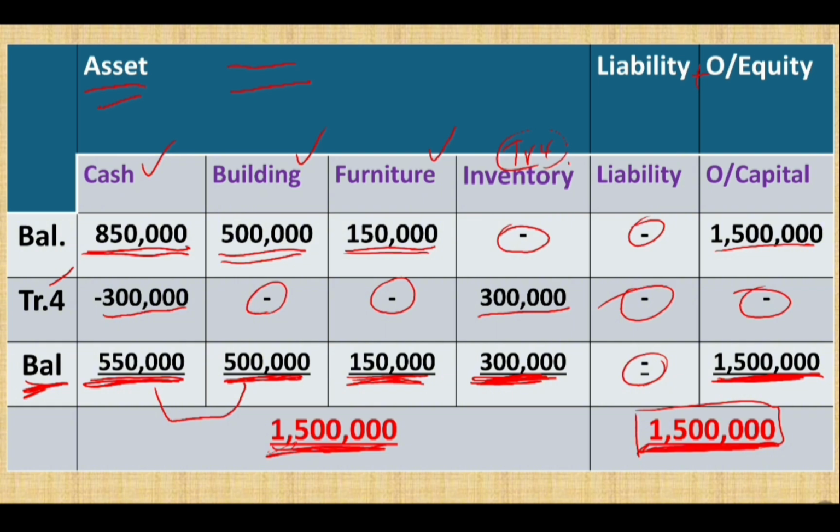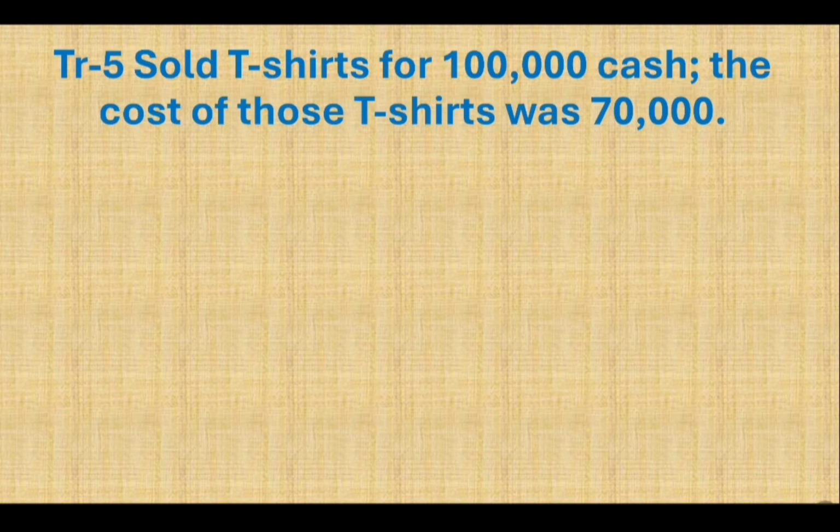So the total liability plus owner equity after transaction 4 is 1,500,000, whereas the total asset of the company after transaction 4 is the sum of cash plus building plus furniture plus inventory, that gives us 1,500,000. So the total asset is equal to the total liability plus owner equity after transaction 4.